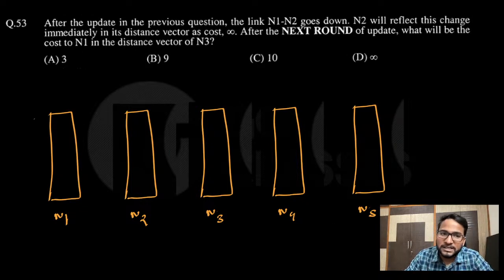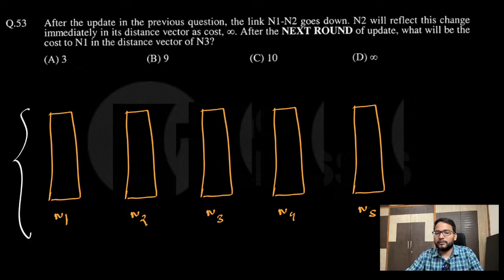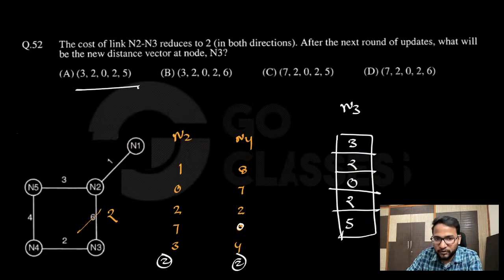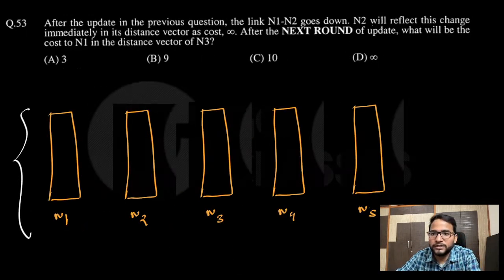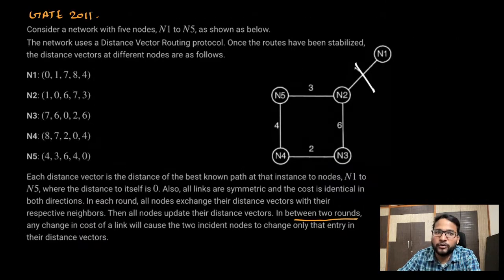Then what you need to do is the same as the previous question. The only difference is this extra work that they have given. You have to update them. Earlier also they were changing some cost, from 6 to 2. Now they are saying the link N1 N2 goes down, which means they are changing that from 1 to infinity.